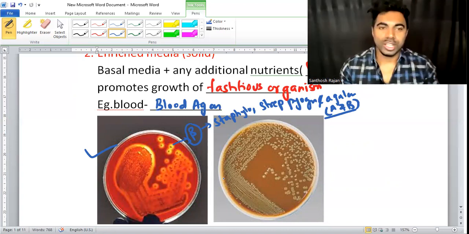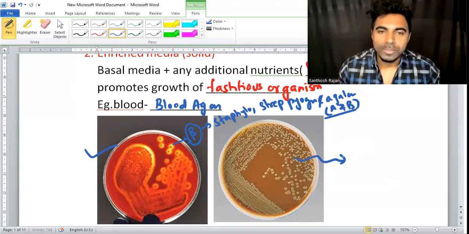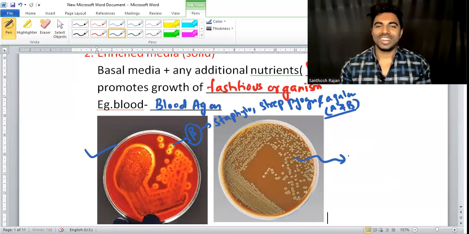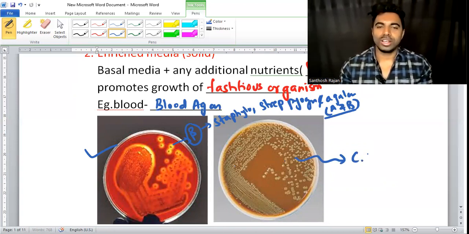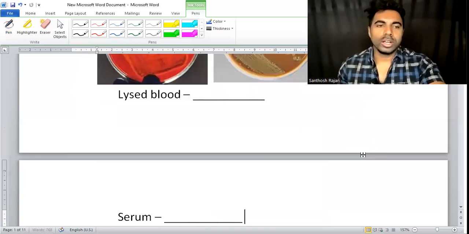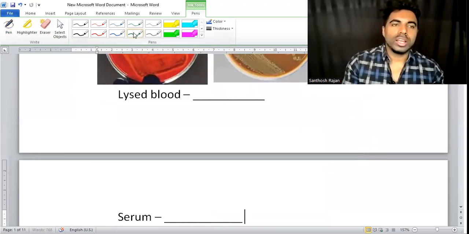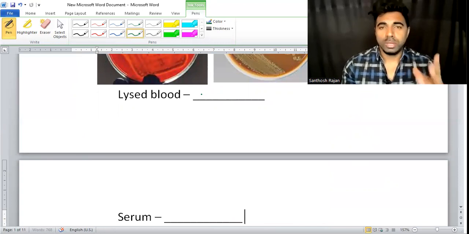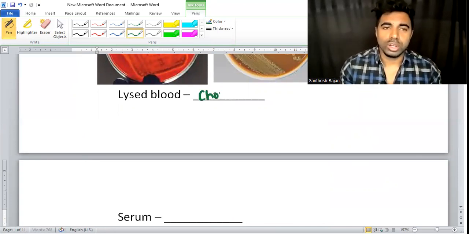We'll talk about streptococcus later. Now, what is this agar? This beautiful agar, it looks delicious. It is chocolate agar. Okay, this brown agar is chocolate agar, CA. So, the lysed blood is used. When the media has lysed blood, that is already chocolate agar.